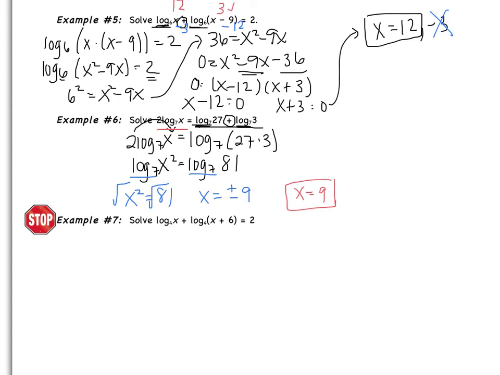Now, this last example is for you to do on your own. Pause the video and try this one on your own. It's very similar to example number 5. So look back at example 5 if you need any help. Good luck.